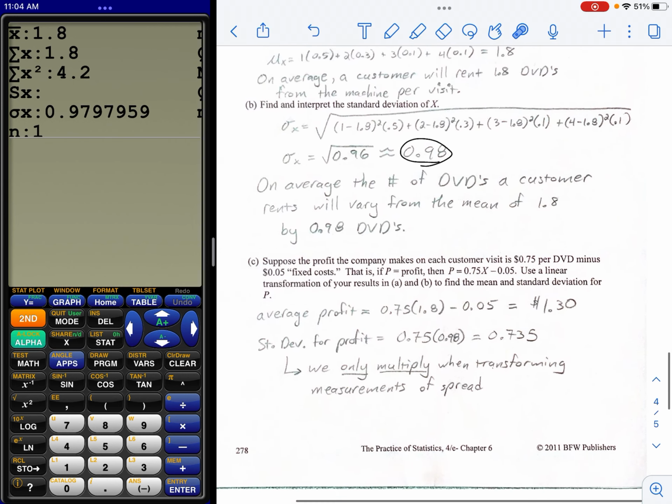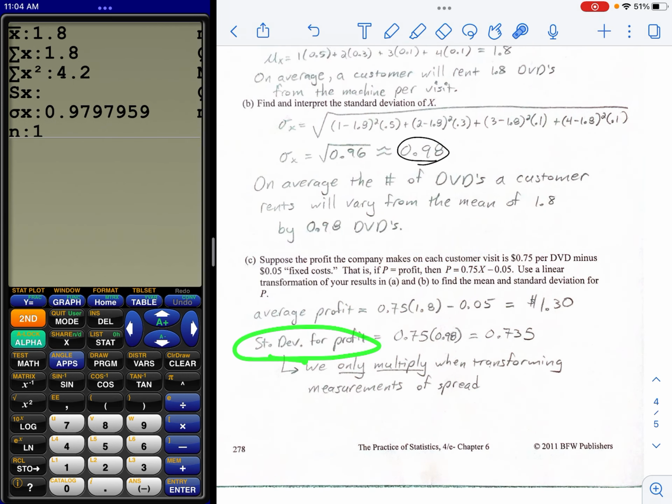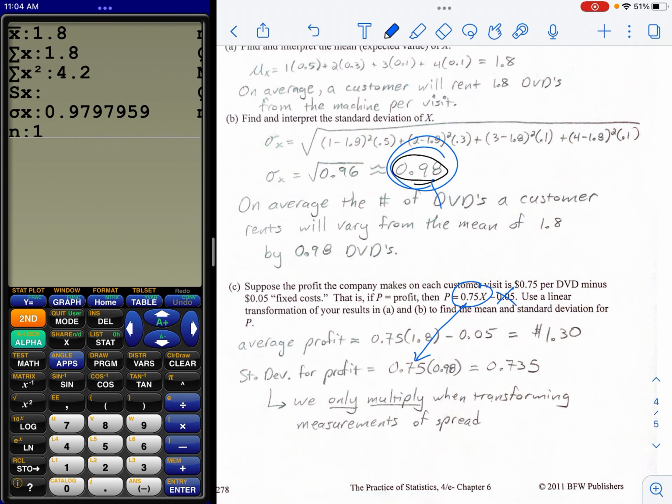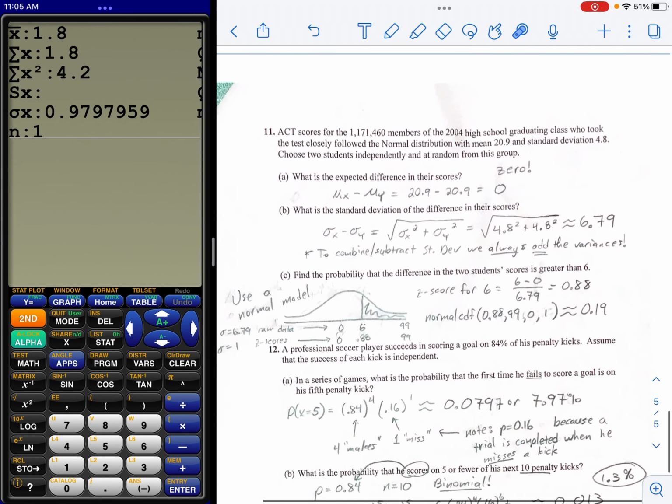If we want to find the standard deviation for the profit, standard deviation is not affected by subtracting the 5 cents. So notice I only did the 0.75, and I took my answer for standard deviation and threw it in there. That's the key takeaway for the whole year. Remember, standard deviation is only affected by multiplication. It is not affected by subtraction or addition. All right, 11.